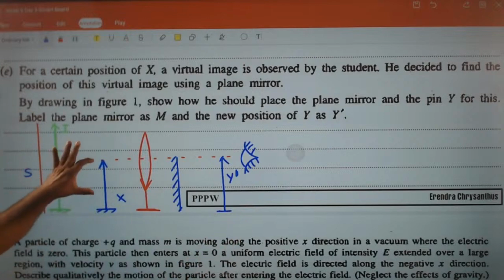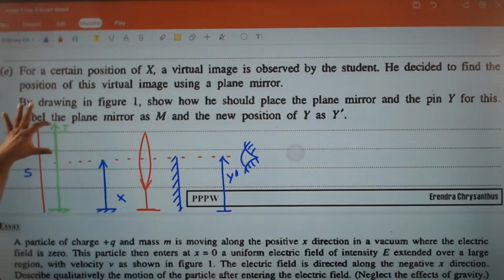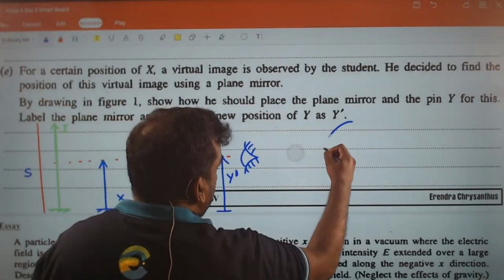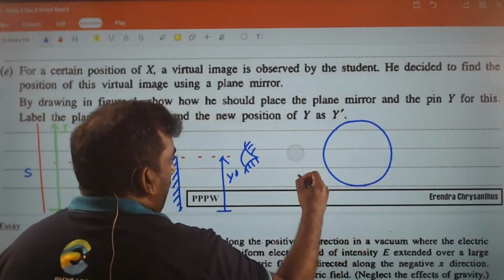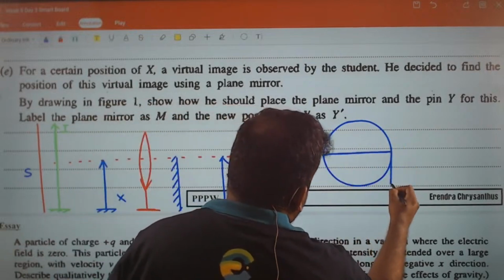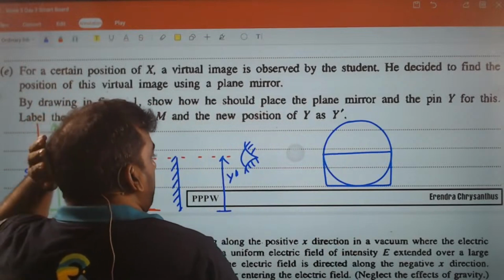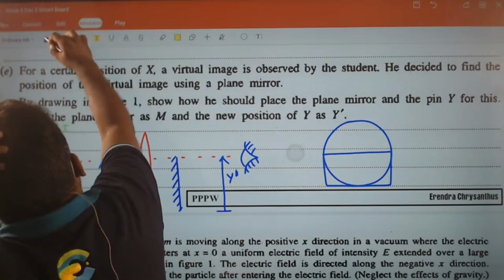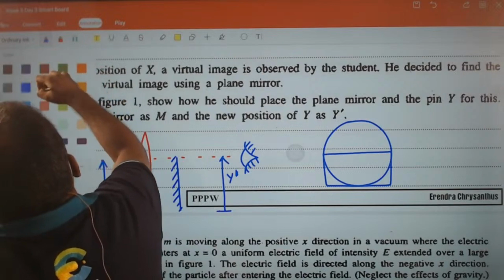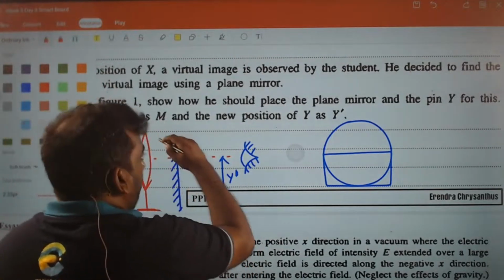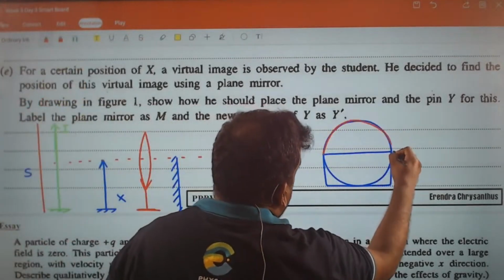So you can't see this, but you can see the top of that. So what will you see through this? Half of it is mirror, half of it is lens. Here, if I look from here, the top half is lens. Lens is there.